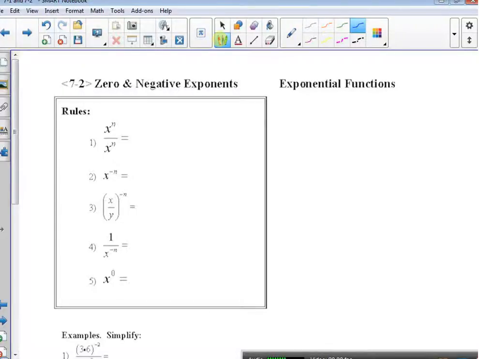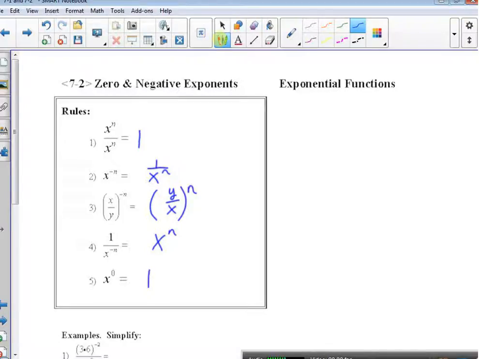x to the n divided by x to the n is just equal to 1. x to the negative n is equal to 1 over x to the n. x over y to the negative n equals y over x to the positive n. 1 over x to the negative n equals x to the n. And x to the 0 is equal to 1.